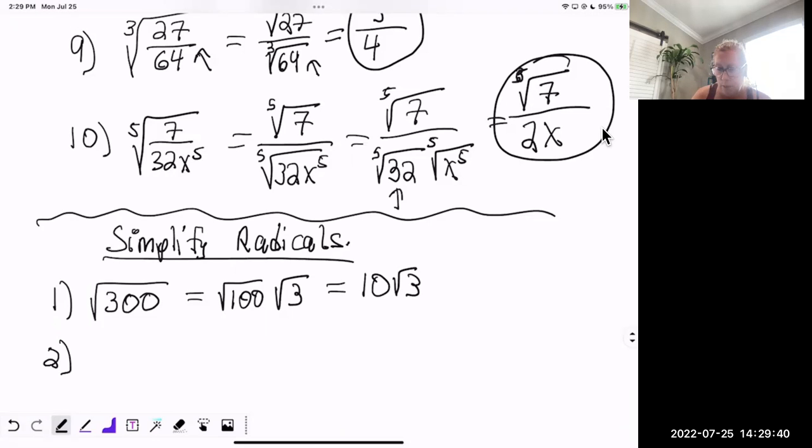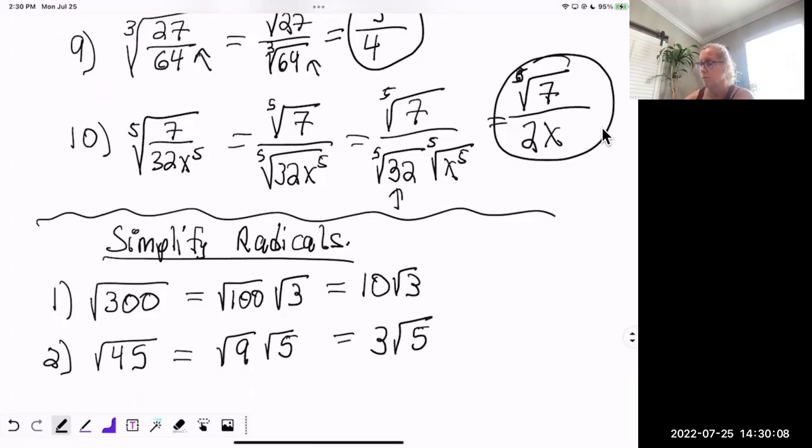Number 2, square root of 45. Not a perfect square, but can I break it down? Is there a perfect square that's the biggest perfect square factor of 45? The first thing that comes to my mind is 9 times 5, right? So 9 and 5. 9 is a perfect square. The square root of 9 is 3, so 3 radical 5. I just broke it down.